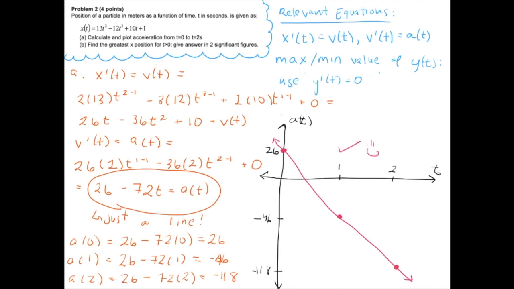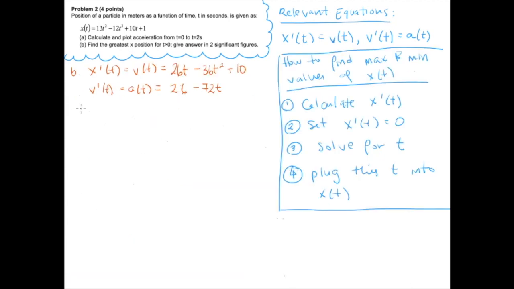Awesome. So moving on to part B. So as you can see on the right side, I drew out step by step how to find maximum and minimum values of x of t. So I'm just going to go through those really slowly and carefully. So number 1, calculate x prime of t. So we already did that in part A. X prime of t equals v of t, which I rewrote above.